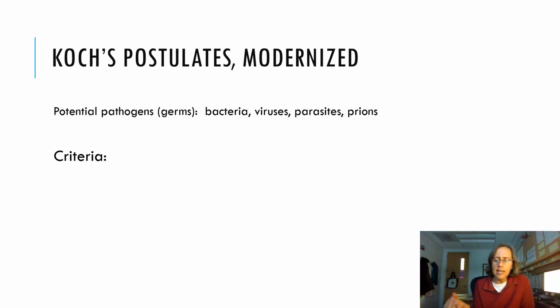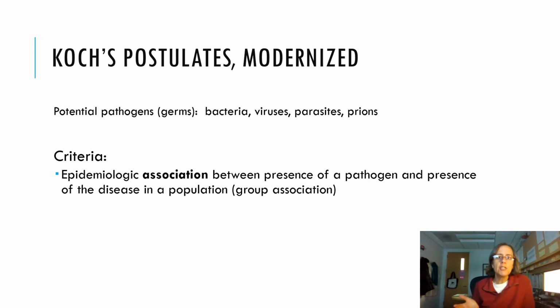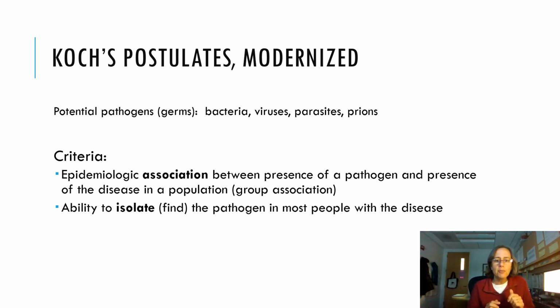Okay, so what are these postulates? This is a modern take on them. What are the criteria that you have to fulfill in order to say this germ is causing this disease? The first is you need to have this epidemiologic association, really a group association between the presence of the pathogen, the germ, and presence of the disease. If you find that most of the people who have the disease also have the germ, then that's a pretty good indicator, but it's not enough by itself. You also have to be able to find it not just in those populations or groups, but in actual individuals with the disease, right? So now taking it down to the individual level.